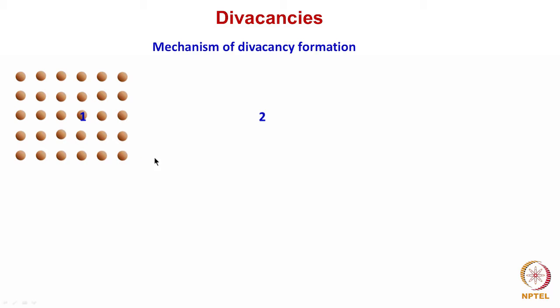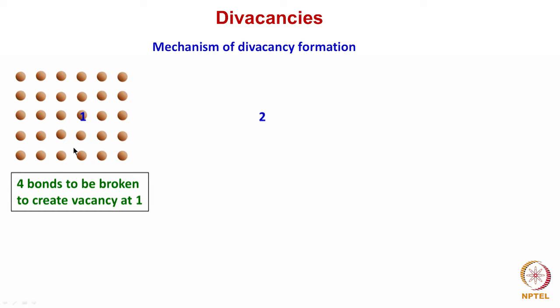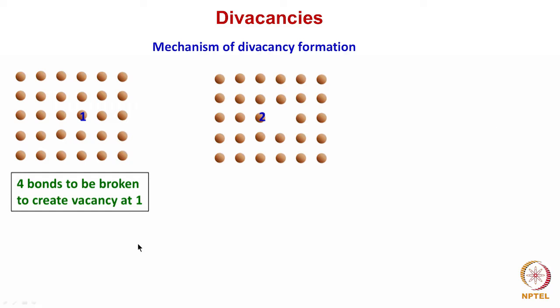What I am considering is a case where this particular atom, marked as 1, is removed and a vacancy is created. To create a vacancy in that site, in this two-dimensional lattice, 4 bonds have to be broken. So this is how it will look, correct? 4 bonds are broken, the atom has been removed, and I have not shown its position; it may be sitting on the surface somewhere.